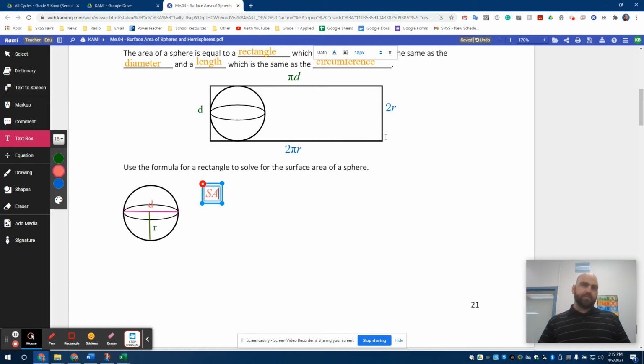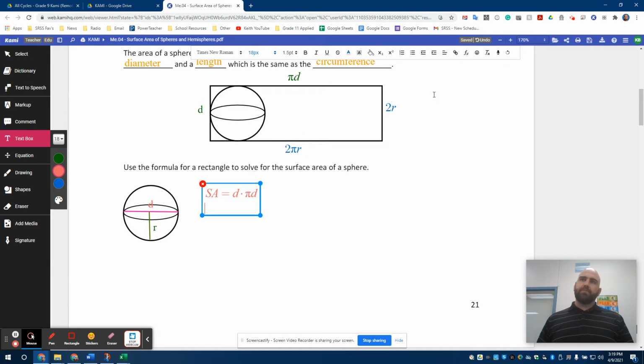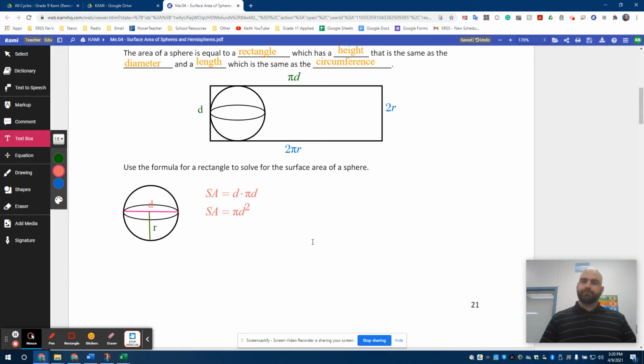All right, first method, and this is using diameter. What we're going to do is the diameter times pi diameter. Diameter being the height and pi diameter being the length. And so we do diameter times pi diameter, and we can simplify this because we have two d's being multiplied together. And so our surface area is going to be pi diameter squared. Done. There's our surface area of our sphere. Pi times diameter squared. That's if you have the diameter.